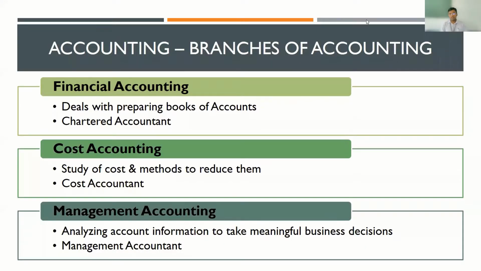There are three major branches of accounting. The three major branches of accounting are financial accounting, cost accounting, and management accounting. Now let's understand what these branches of accounting specifically are for. The first branch of accounting that we are going to be talking about is financial accounting.